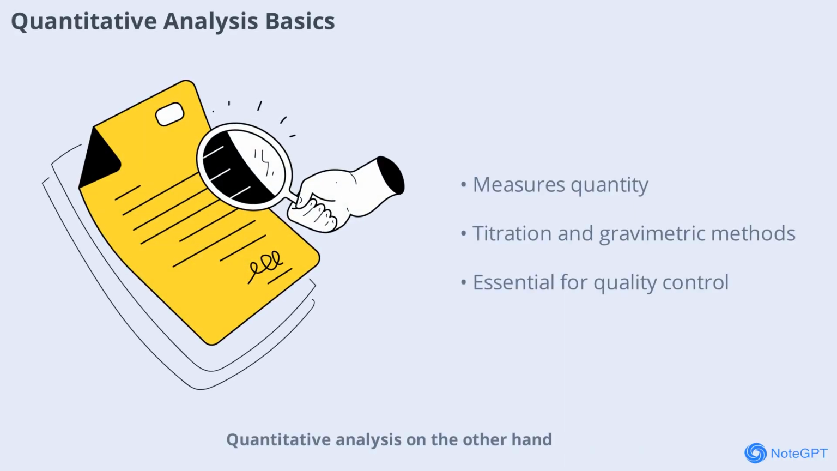Quantitative analysis, on the other hand, is focused on measuring how much of a substance is present in a sample. This is crucial in industries like pharmaceuticals, where the exact amount of an ingredient can make a big difference. Methods like titration, gravimetric analysis, and instrumental techniques are commonly used. For example, in titration, a solution of known concentration is added to react with the analyte until the reaction is complete, allowing you to calculate the amount present. Quantitative analysis provides precise and reliable data, making it essential for quality control.